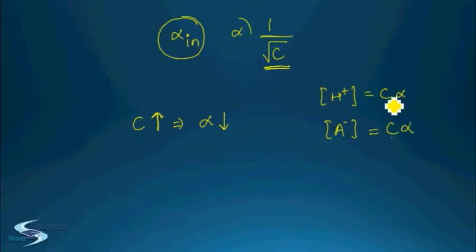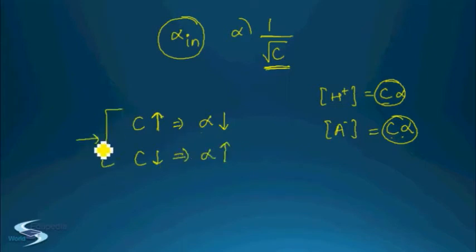Obviously if C is higher, the actual concentration of your products will be higher, but the alpha value will be lower. That is, the extent or degree to which your electrolyte had ionized will be lower, whereas if the concentration is low, the alpha value will be high. We'll come back to this concept later on when we study degree of ionization in further detail. For now this is all that you need to know about weak electrolytes.